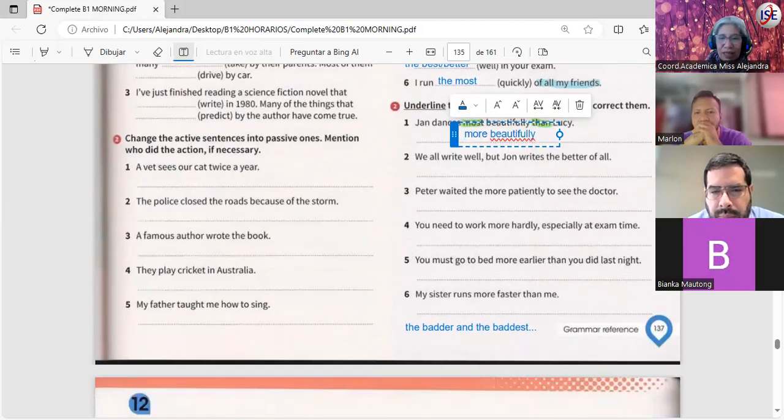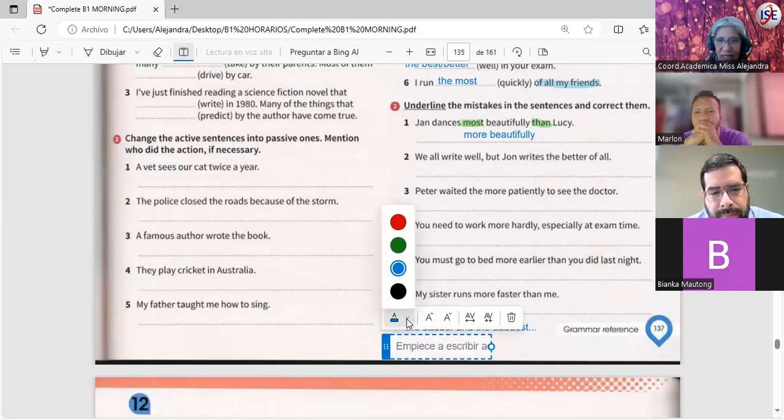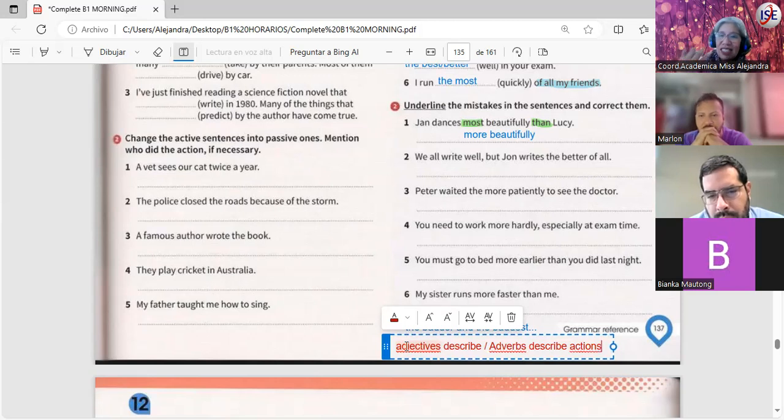Okay, let me write it down here. Okay, give me a second. So adjectives describe objects, describe people, describe the characteristics of something. But adverbs describe actions. In this case, it's describing the way Jan dances.